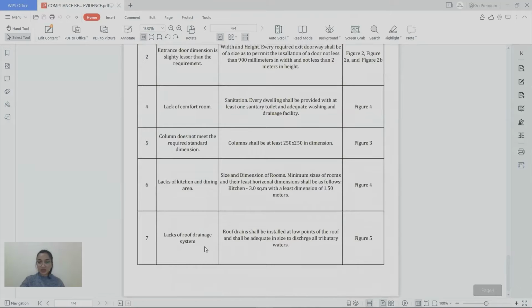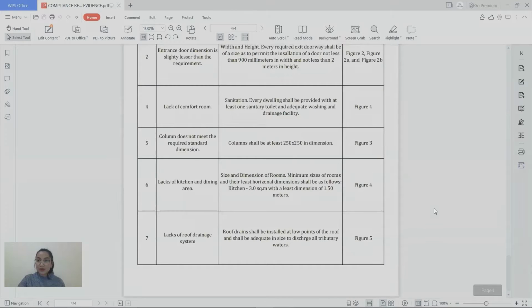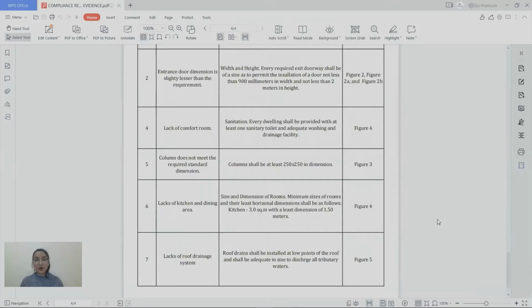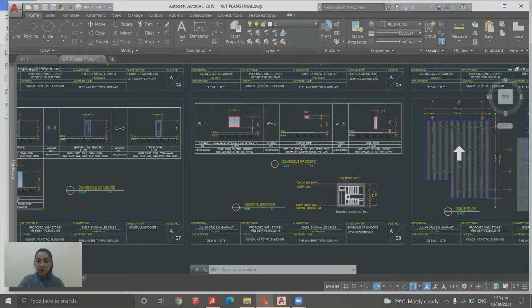And then we have lack of roof drainage system. Roof drainage shall be installed at low points of the roof and shall be adequate in size to discharge all tributary water. So we can see here in figure 5 na wala siyang gutters, wala siyang flushing, diretso lang siya. So that's all the non-conformity that I found while doing the investigation of the house. Then let's proceed to the architectural plans because it's part of activity 1.